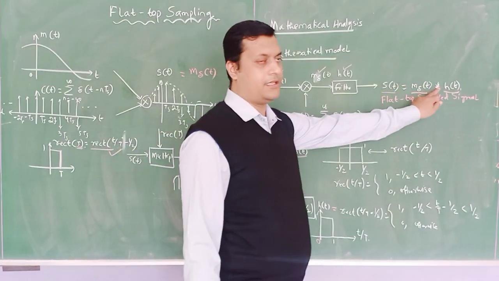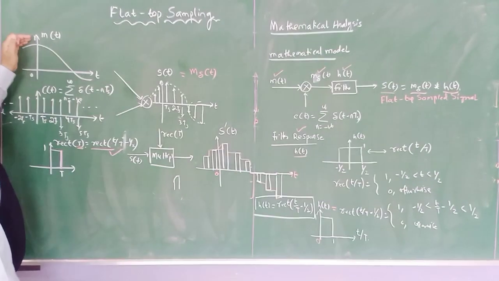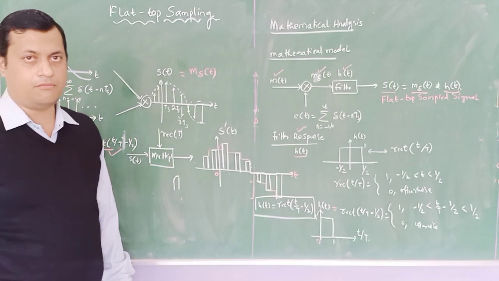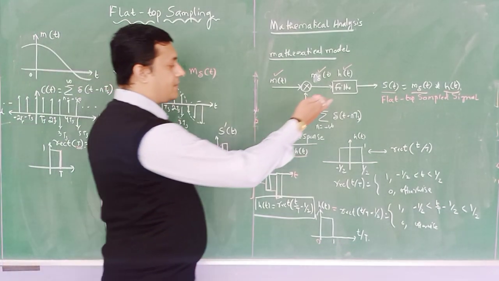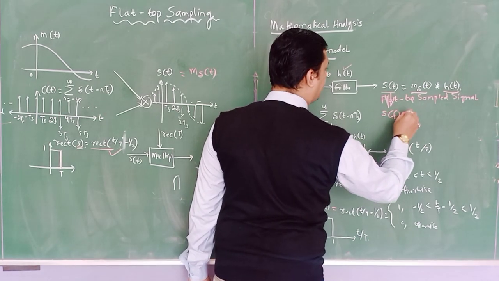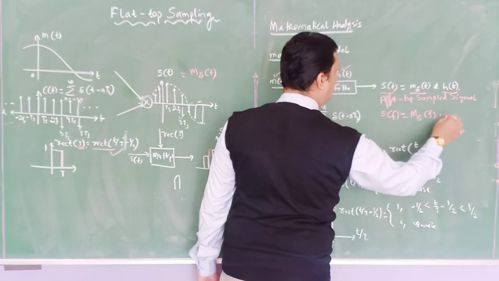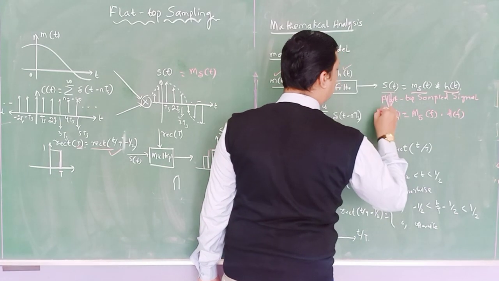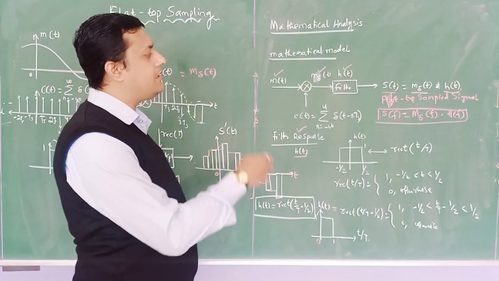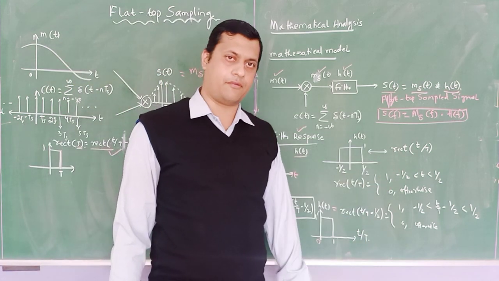I will substitute here. m delta of t I have determined with respect to the convolution of multiplication of the modulating signal and this pulse chain. I will take the Fourier transform individually, and as per the relation, S of f equals m delta of f, since convolution becomes multiplication, times h of f. This relation I need to identify. Step by step I will take the transformations and then multiply those two transform values to determine S of f.